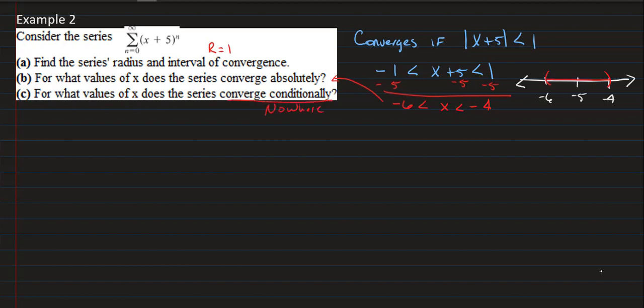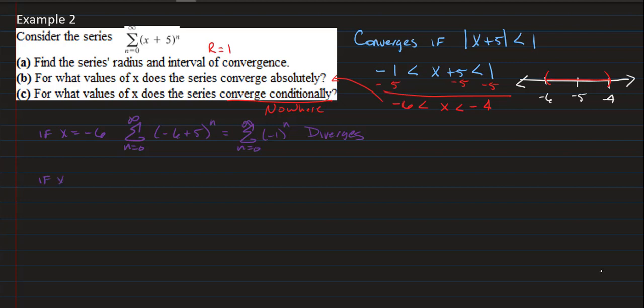If a series converges conditionally, it will be at the endpoint. So for this one, there's no need really to check the endpoints, but we can go ahead and check them just to show you what I'm talking about. So if x is equal to -6, we would have the series -6 plus 5 raised to a power of n, and that would just be -1 raised to a power of n, with the terms of the series alternating between -1 and 1. It oscillates, so this series diverges.